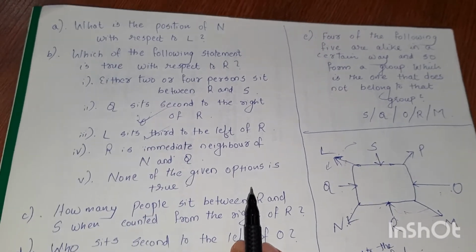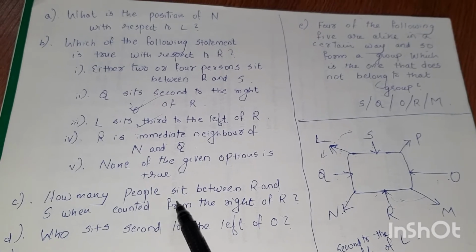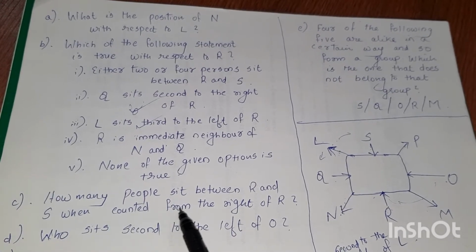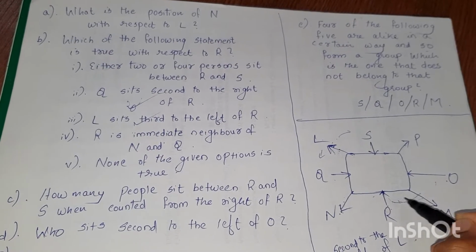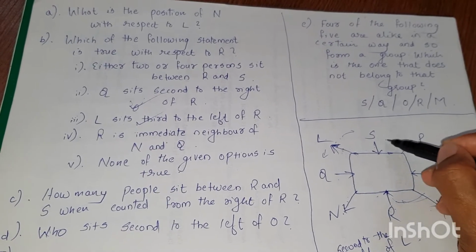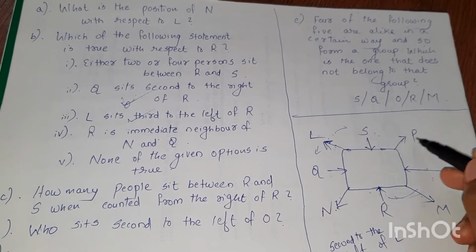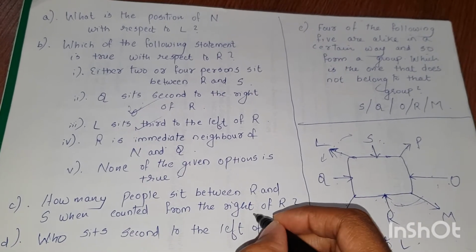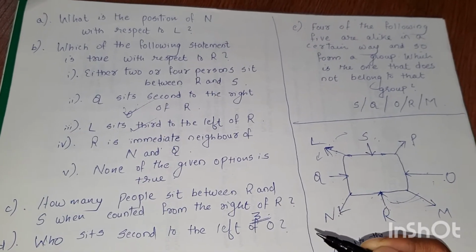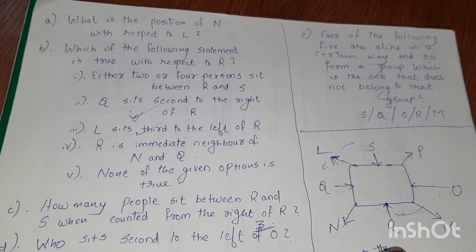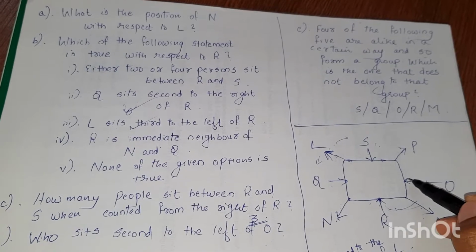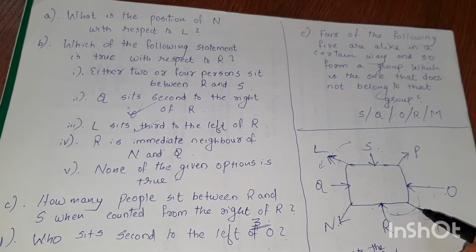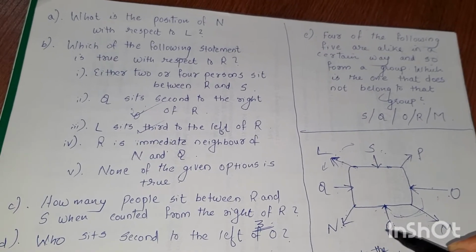Understood? Now going to the third question. How many people sit between R and S when counted from the right of R? Right of R is here. So from the right of R, how many people sit between R and S? 1, 2, 3. So 3 people sit between R and S when counted from the right of R. Fourth question, who sits second to the left of O? O's left is here. So who is sitting second to the left of O? R.